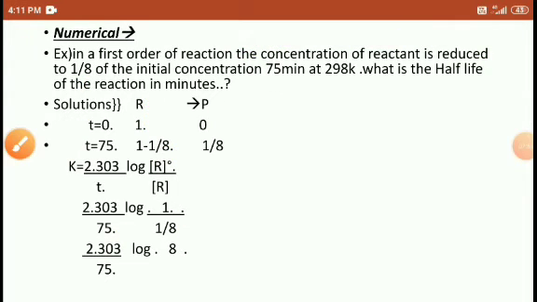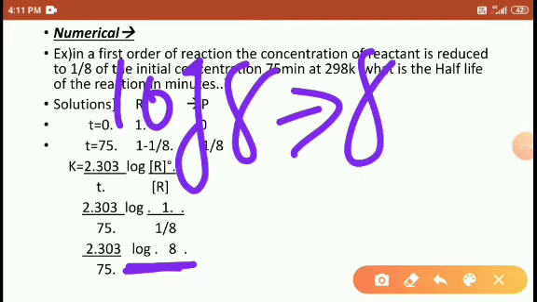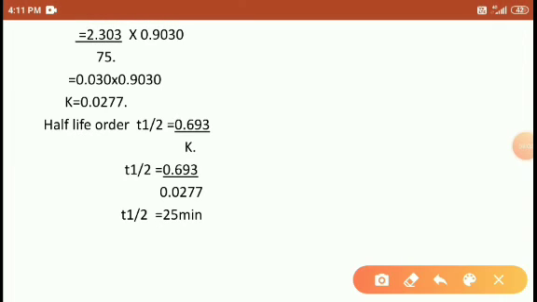The log 8 value you have to find in the log table. For log 8, you go to 80 in the 0th column, right, students? Then you get the answer 0.9030. Then you multiply 2.303 by 0.9030 by 75, and you get the k value, 0.0277. This is the k value, right?